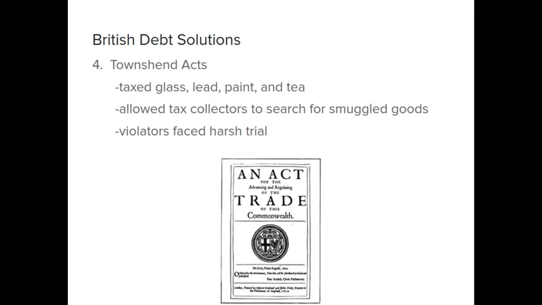If they suspected that you were smuggling goods, they would go into your factory, they would go onto the ships, they would go to where the colonists were suspected of having these goods, and they would search and tear things up. And this is where colonists were almost at a breaking point. Violators who were found to be smuggling goods faced a very harsh trial in front of a British judge, and usually they did not get off free. They would face jail time and very large fines. They faced a very harsh trial in which they didn't have much of a chance of winning.